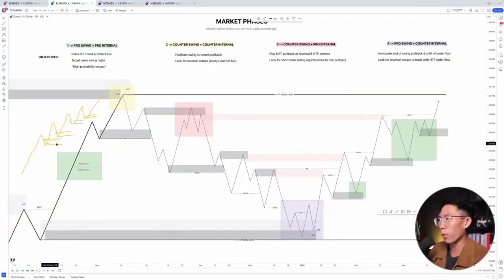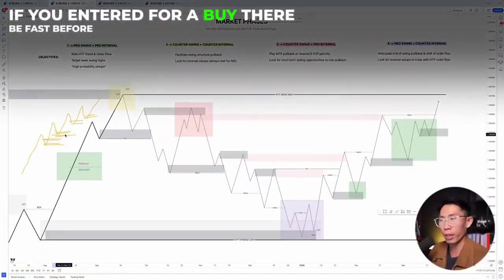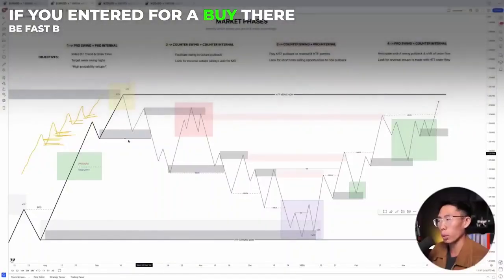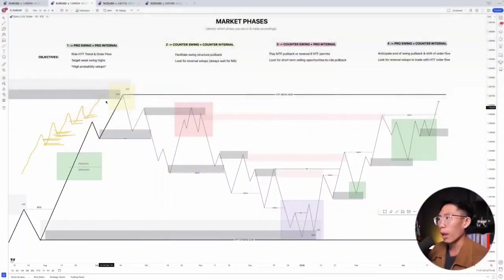So if you enter for a buy right here, bear in mind that you have to be fast in terms of taking profit, right? You have to get in and get out fast, because you never ever know when price will start pulling back, when the higher time frame order flow will come up to some sort of unmitigated supply zone and start pulling back. So be careful. And like I said, last thing is this area, right?